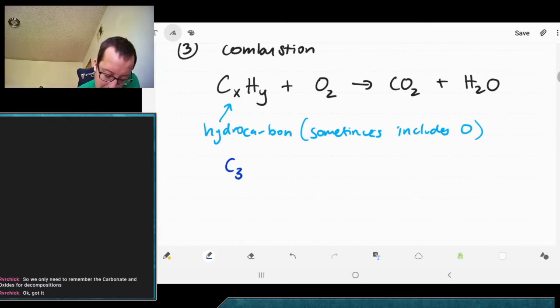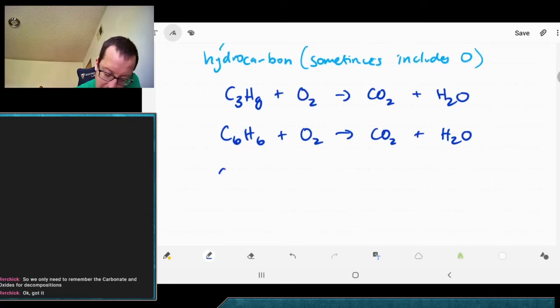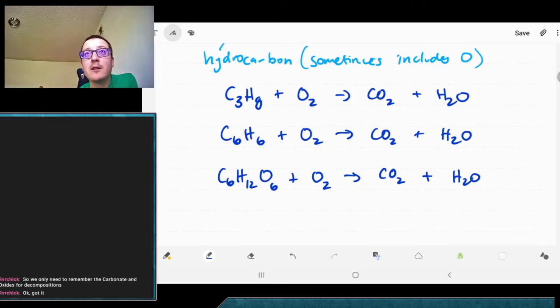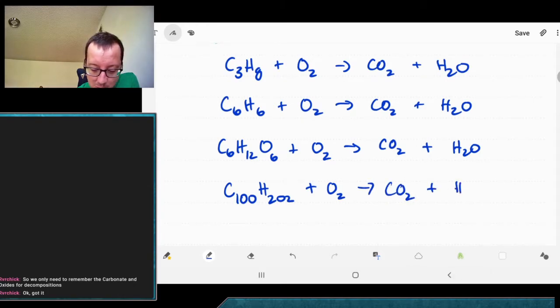So if we take propane and burn it, we get CO2 plus water. If we take benzene and burn it, we get CO2 and water. If we take glucose and burn it, we get CO2 and water. If I take, I don't know, C100H202 plus oxygen, I get CO2 plus water.